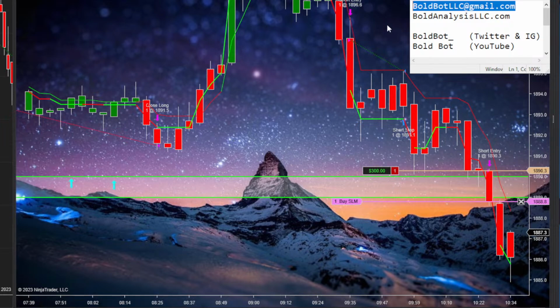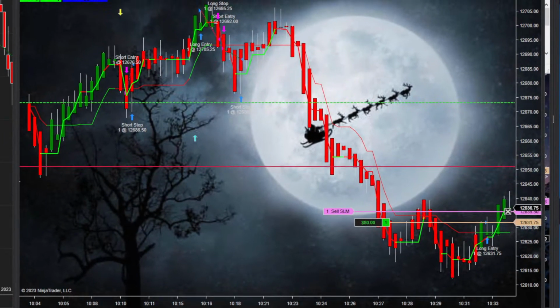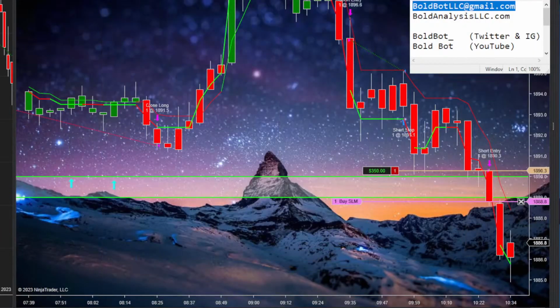All right, so we're in this. What else? NQ, Santa's in a long. Guaranteed green here. I'll stay in a little bit longer. Oh, it already hit the offset. It tried.